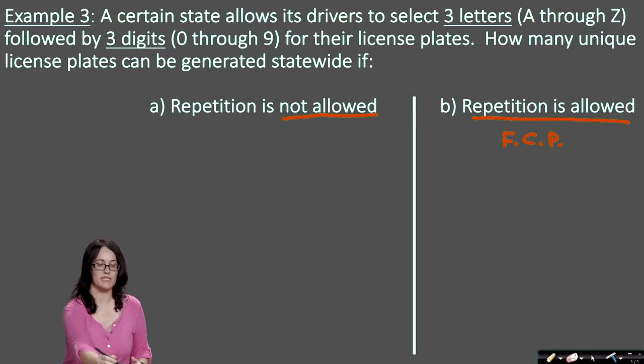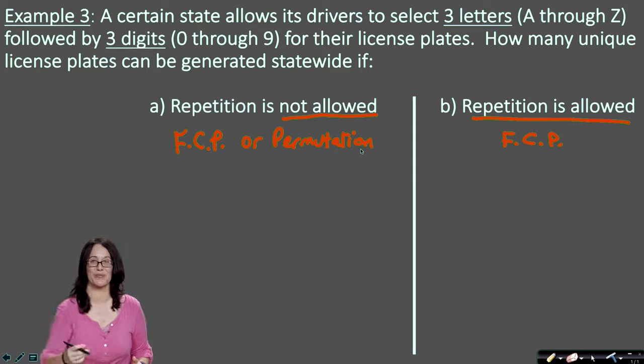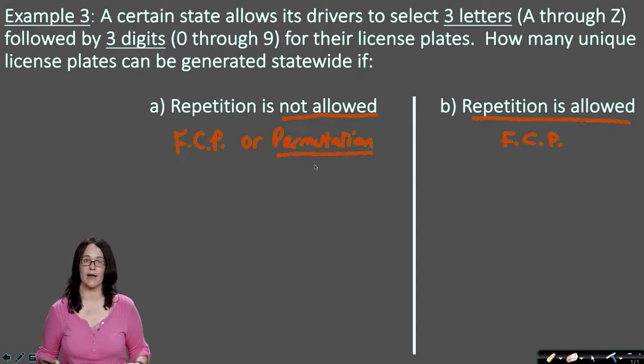So let's do the FCP for both of them, and then I'll show you how we could have also done a permutation. Why a permutation and not a combination? Because the order of your license plate matters, doesn't it? Yeah, so that's why it would be a permutation over a combination.